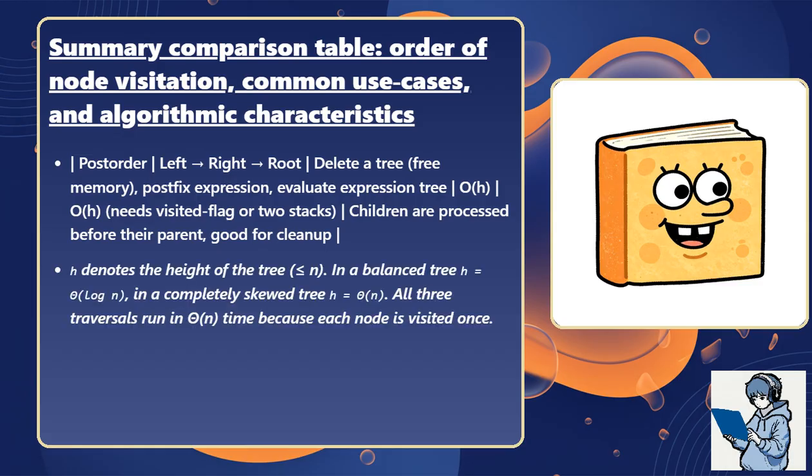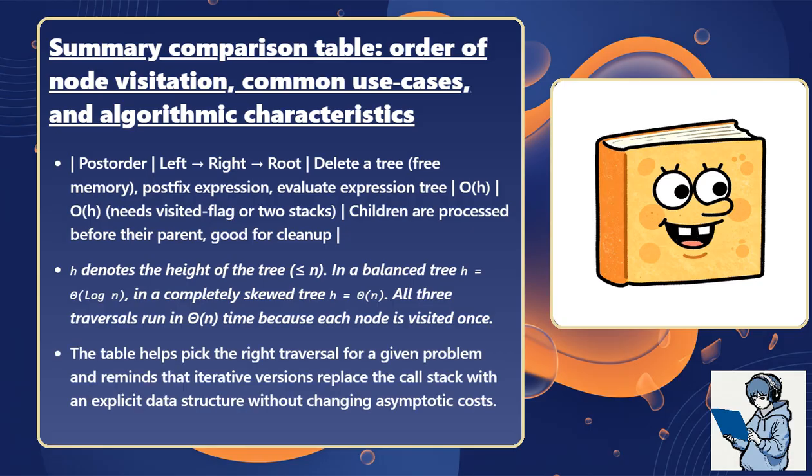H denotes the height of the tree, less than or equal to n. In a balanced tree, H equals Θ(log n). In a completely skewed tree, H equals Θ(n). All three traversals run in Θ(n) time because each node is visited once. The table helps pick the right traversal for a given problem, and reminds that iterative versions replace the call stack with an explicit data structure without changing asymptotic costs.